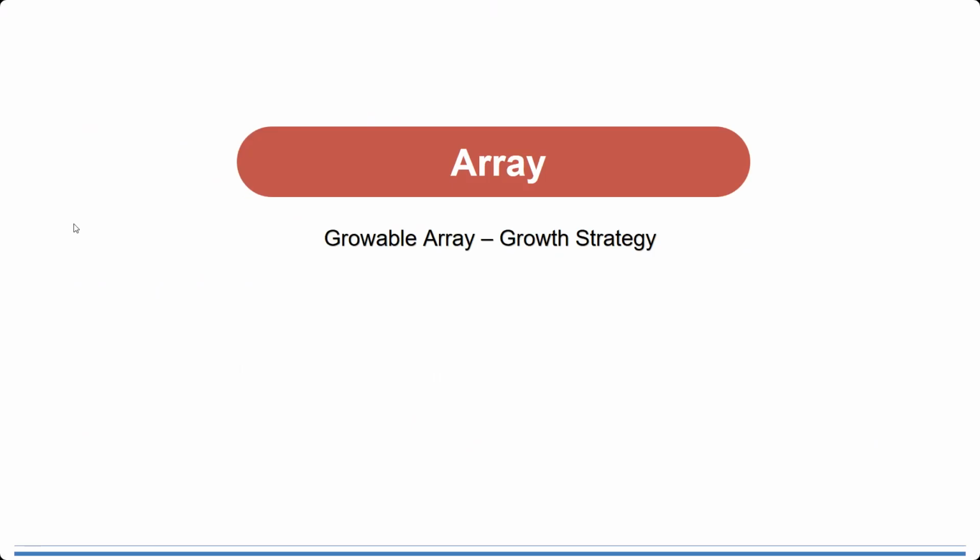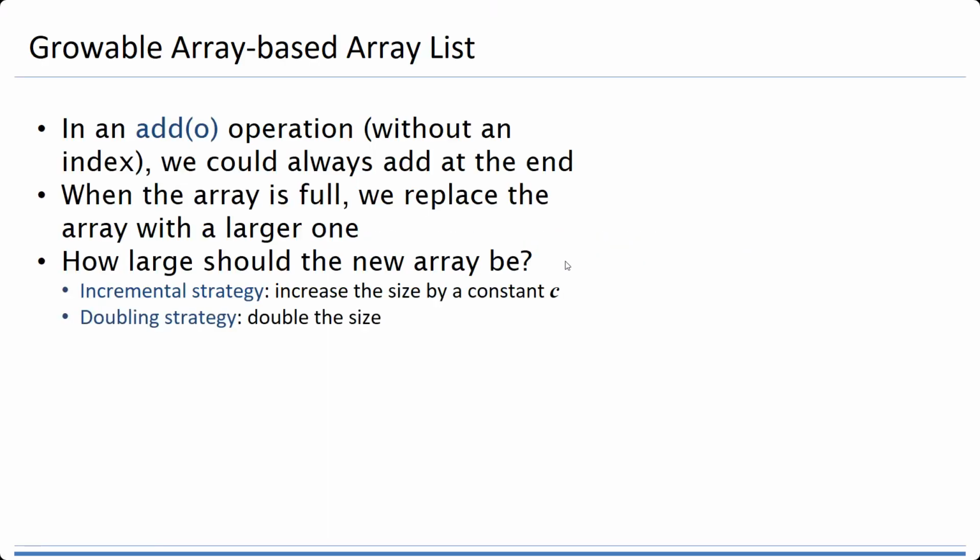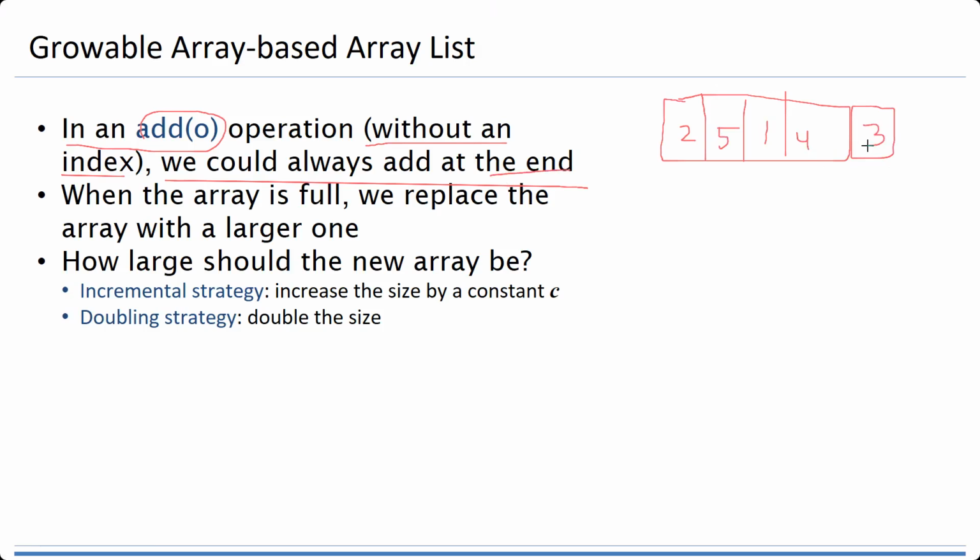Now, there's a kind of strategy we call the growable array or growth strategy. The growable array means when we have an array, there should be a way to expand the array. So in an add operation without an index, we could always add at the end. So if I have 1, 2, 3, 4 and I want to put another new element at the end, then it means I will add one more. If I have a new element, then I will add a new one.